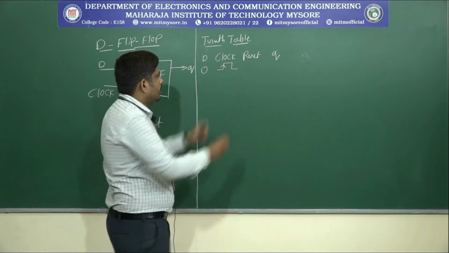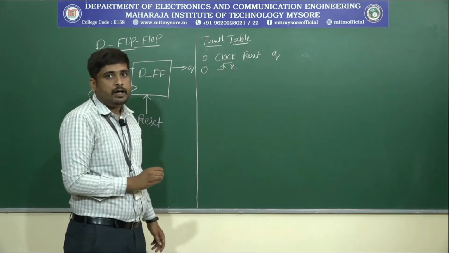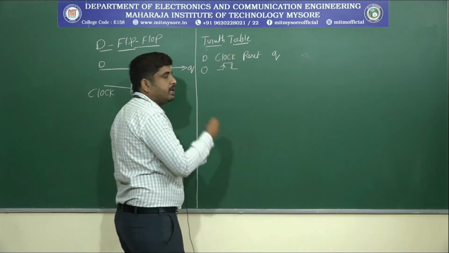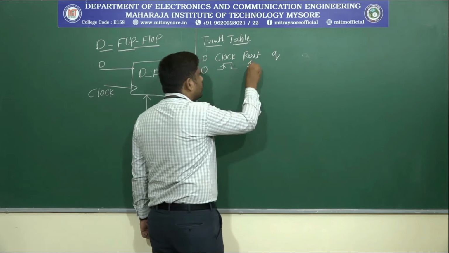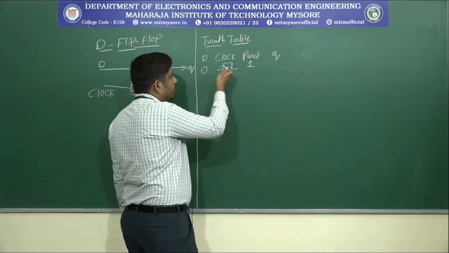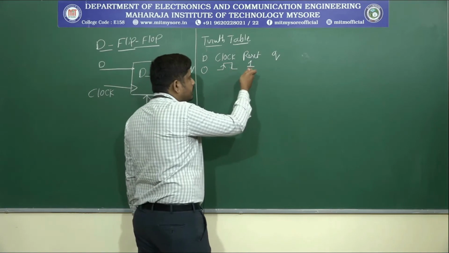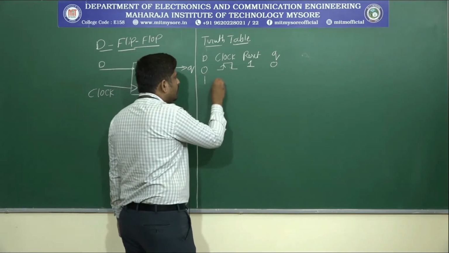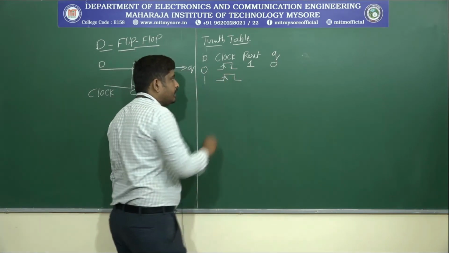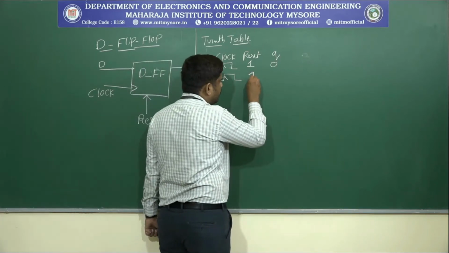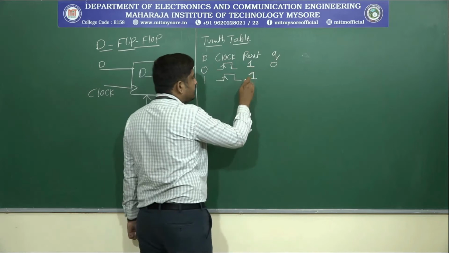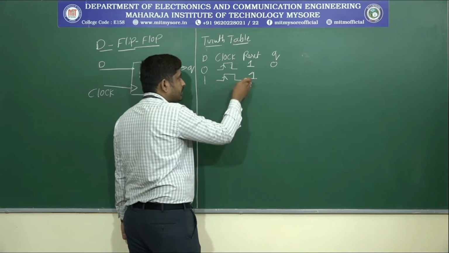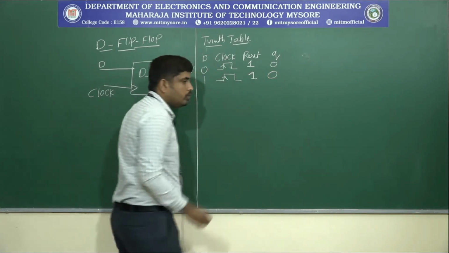If it is drawn like this, then it becomes negative edge triggering, but we always choose positive edge triggering. Then reset may be 0 or 1. Initially we consider reset equal to 1 and D equal to 0 with positive edge clock triggering, then obviously Q is equal to 0. Next we consider D equal to 1, again with positive edge triggering and reset equal to 1. Here Q is not directly proportional to D because reset is equal to 1, so obviously Q is equal to 0.